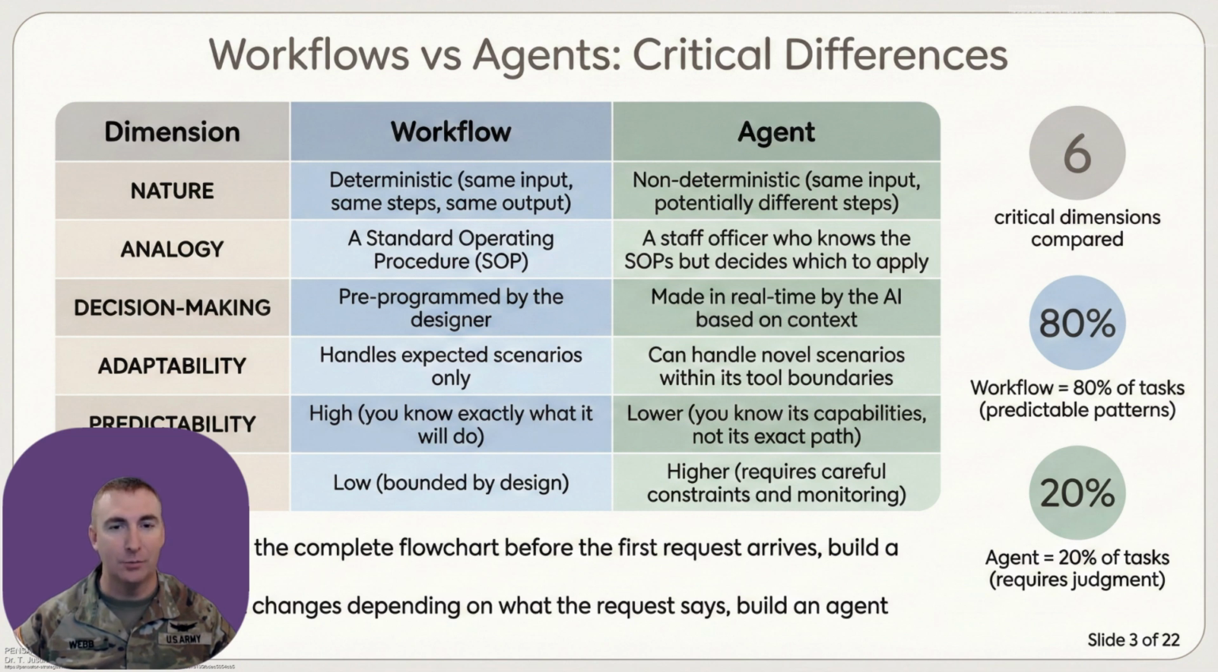6 dimensions separate them, and the decision rule is simple. If you can draw the complete flowchart before the first request arrives, build a workflow. If the path changes depending on the input, build an agent. So what does this look like in a real staff section?